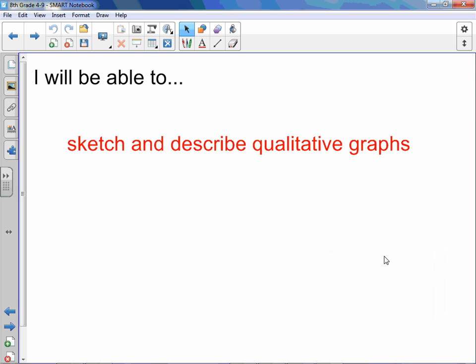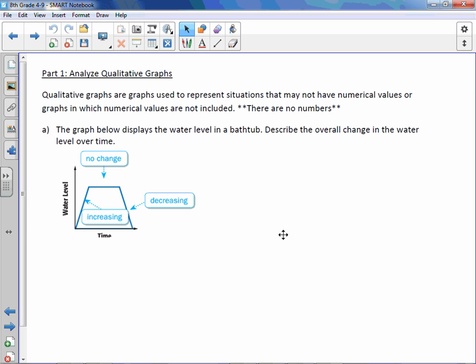Chapter 4, Lesson 9, Qualitative Graphs. You will be able to sketch and describe qualitative graphs. Qualitative graphs are graphs used to represent situations that may not have numerical values or graphs in which numerical values are not included. In other words, there are no numbers involved.